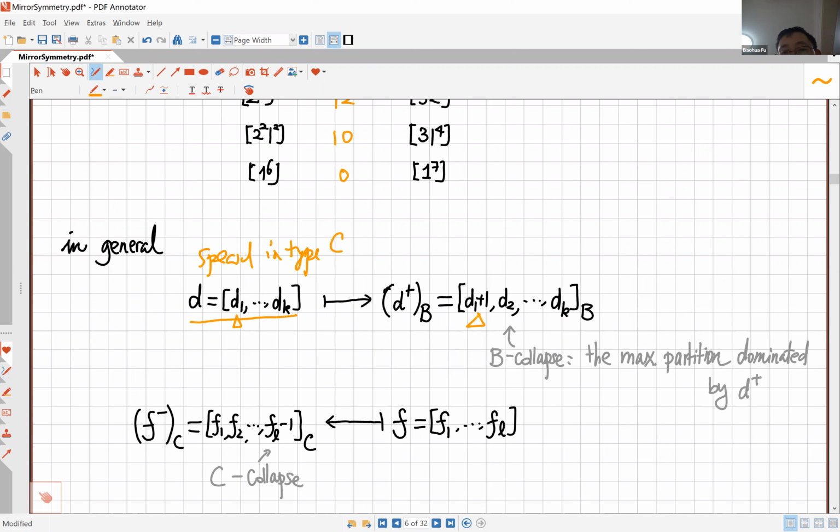Because if you add one to this one, this partition may not be of type B. So in general, it is not of type B, and so you need to do some B collapse. B collapse means the maximal partition dominated by this partition. And vice versa, the inverse map is given by the C collapse of this partition, so you just put it by FL minus one.